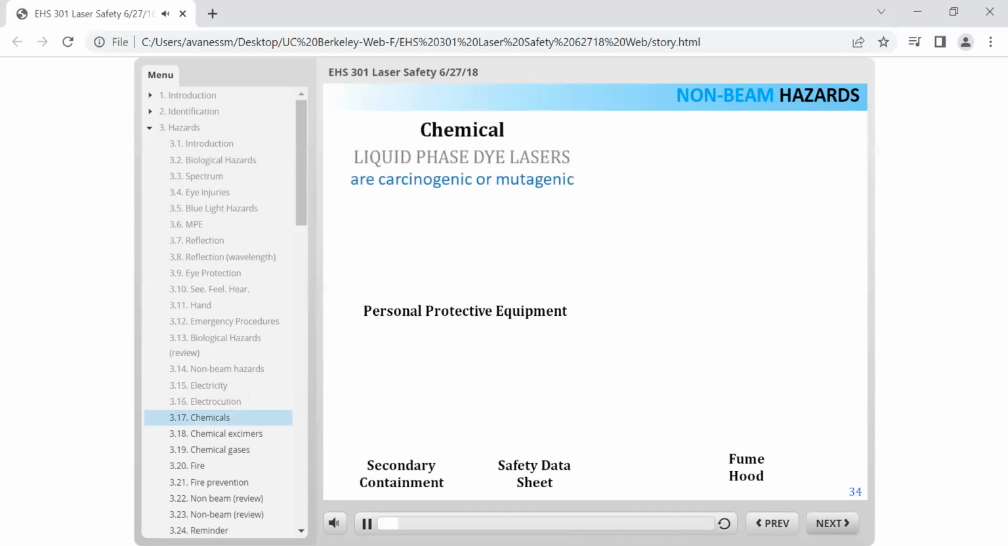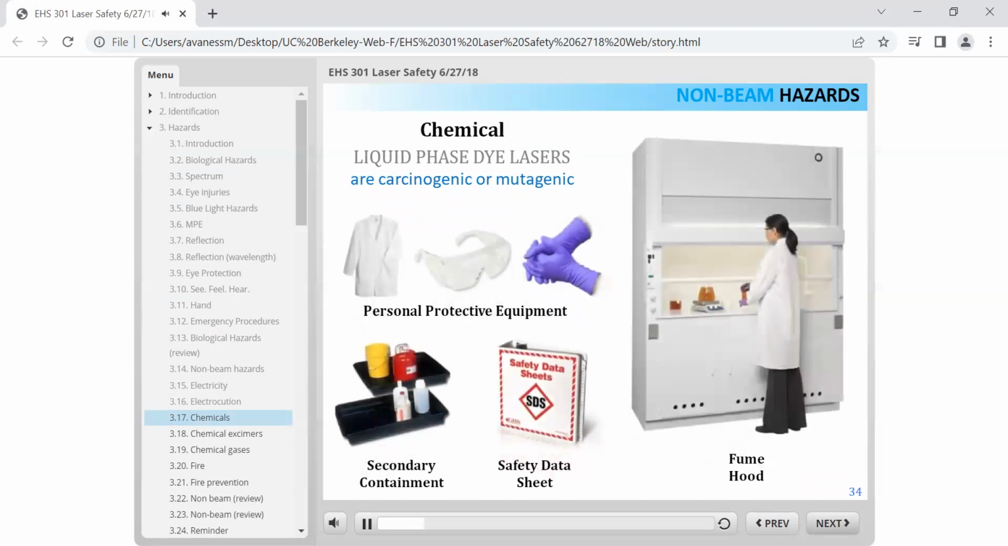Liquid phase dye lasers employ various dyes, some of which are carcinogenic or mutagenic. Therefore, you must mix these dyes in a fume hood while wearing appropriate personal protective equipment, which includes a laboratory coat, eye protection, and impermeable gloves. Dyes should be kept in secondary containment. Also, make sure you review the safety data sheet for each toxic chemical prior to mixing the solutions.